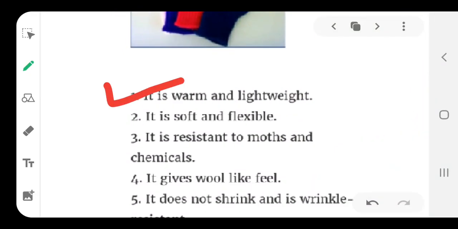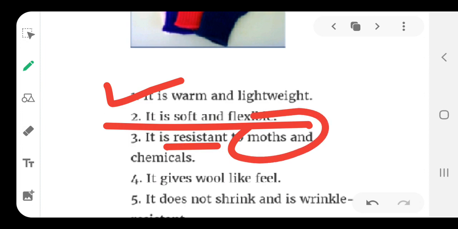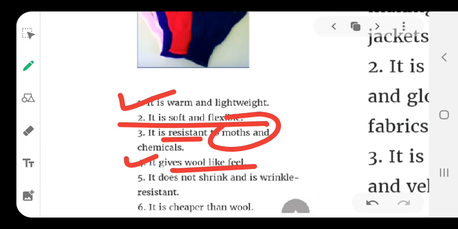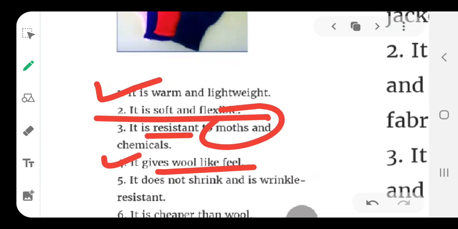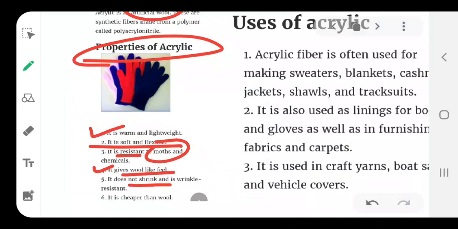So number one, they are warm and lightweight, they are soft and flexible, and most important, they are resistant to attack of moths and chemicals, and it gives you a feeling of wool, and hence they have got quite a good application. And one of the important features is that they won't shrink, okay, and they are wrinkle resistant, so they won't wrinkle easily. So acrylic.